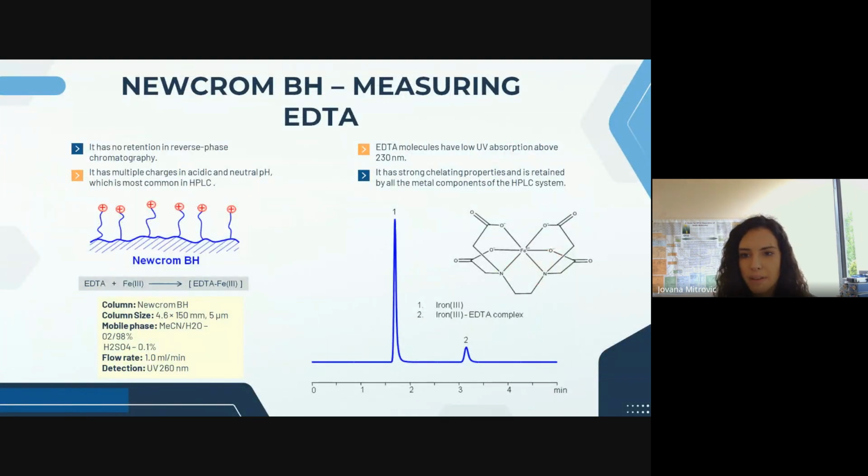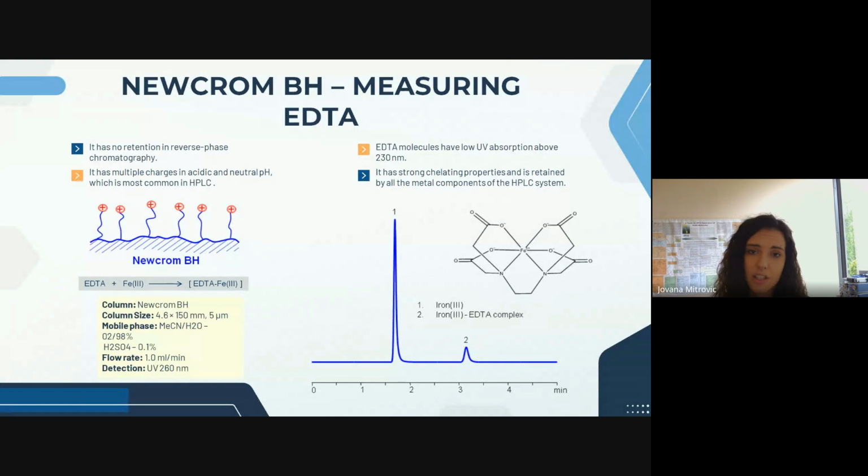So here is an example with EDTA, a highly charged chelating agent with very poor UV absorbance and strong affinity for metals. EDTA doesn't retain on typical reverse phase columns. And it's also hard to elute on single mode ion exchange columns, and can often bind metal components in the HPLC system. Here, we used iron complexing in order to make it suitable for UV detection.